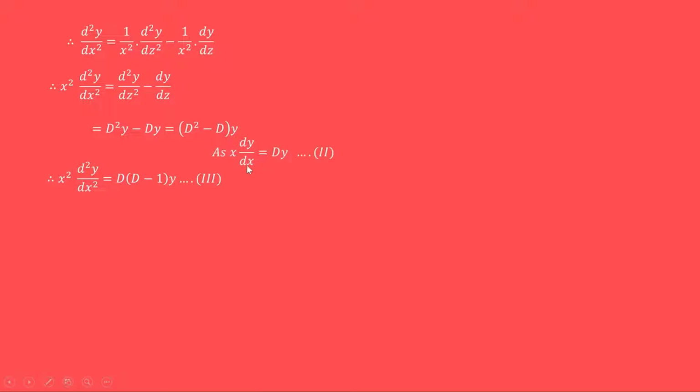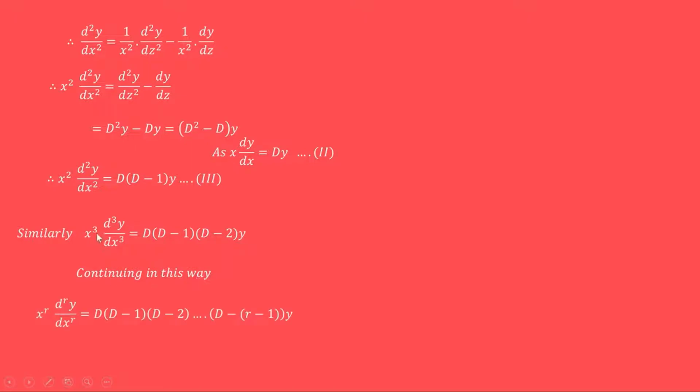As already we have found equation 2, which is x dy by dx equal to Dy. So you get first x into dy by dx is Dy. Now we get x square d2y by dx square is equal to D into D minus 1 into y. Similarly, if we continue like this, we get x cube d3y by dx cube is equal to D into D minus 1 into D minus 2 into y. Compare these three equations. So we can find this for rth term also. And so continuing this way, we get x raised to r d raised to r y by dx raised to r is equal to D, D minus 1, D minus 2.